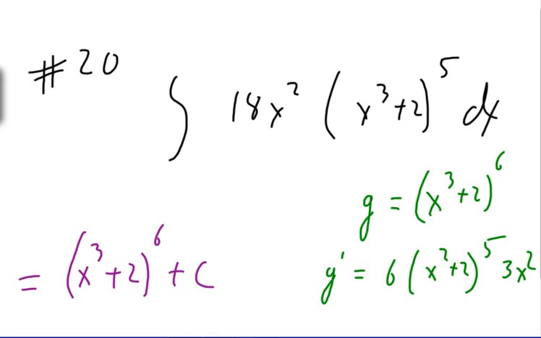How'd you get to 3x squared? Right here, 3x squared. It's right there. It's part of the problem. What's the derivative of the inside? 3x squared. Right. When I take the derivative of this, I put the 6 out in front. I subtract 1 from the 6 and make it a 5. And then I take the derivative of the inside and get 3x squared.